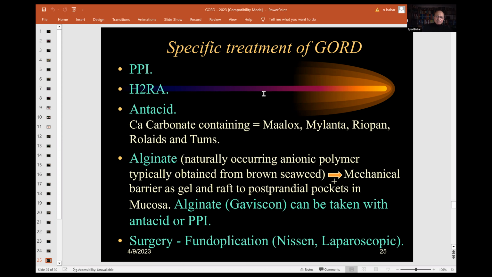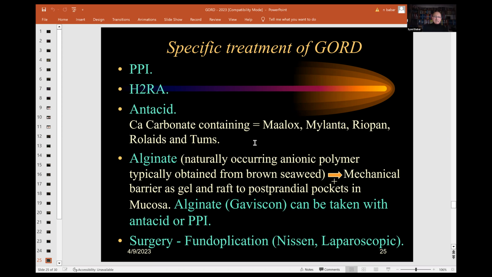How is it treated? PPI, H2 receptor antagonist, antacids, alginates, and surgery. So briefly talking about antacids, calcium carbonate such as Malox, Mylanta, Riopan, Rolaids, and Tums would neutralize existing acidity as the antacid finds it, and then works almost immediately, and then about 15-20 minutes later, more acid is formed. So the given antacid is useless.